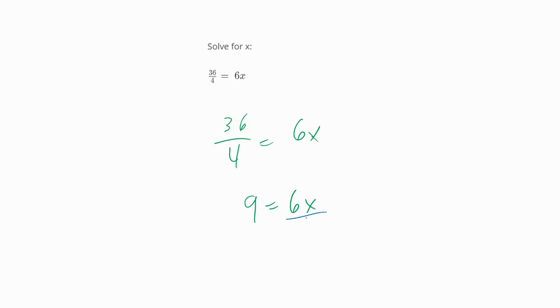So we're going to divide the 6 on both sides. One will get rid of it there. The other will give us our answer. So the answer is 9 divided by 6 equals x, which is to say 1.5. As chemists, we would like that as opposed to the 3 halves.